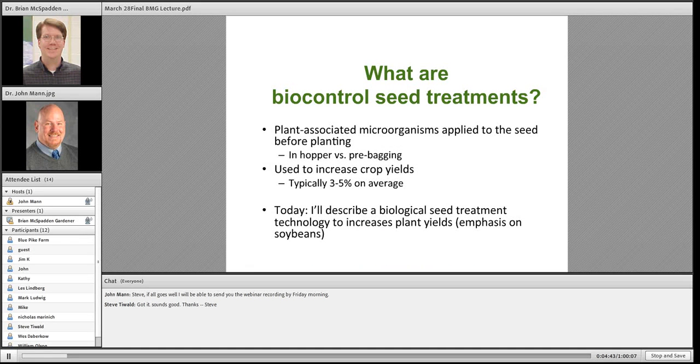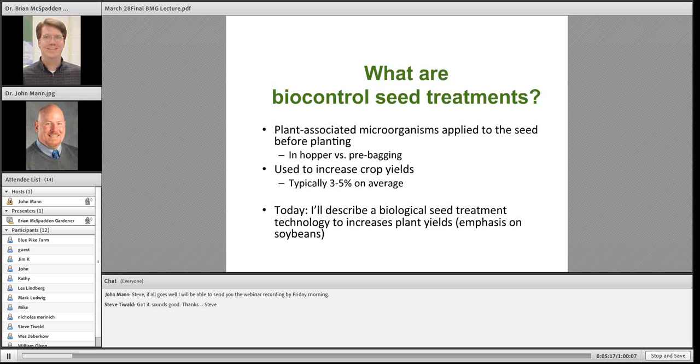So, what are biocontrol seed treatments? There are a lot of plant-associated microorganisms that can be applied to seed before planting. Some are applied in the hopper, as the technology that I'll be describing today, and some are applied by seed treaters and seed producers pre-bagging. In general, these microorganisms, when they're applied to seed, can increase crop yields by 3 to 5% on average, though I'll show you data indicating the type of variation that one can expect.